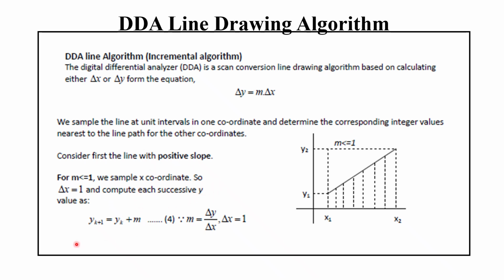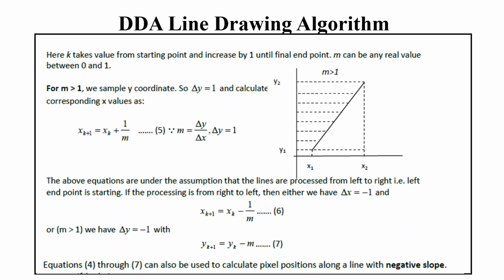value. So how will we calculate the corresponding y value? With the help of this formula. So the new y value will be old y value plus m. M is nothing but the slope. Here k takes value from the starting point and increased by 1 until we reach the final point. So m can be any real value between 0 and 1. So slope value can be between 0 to 1.